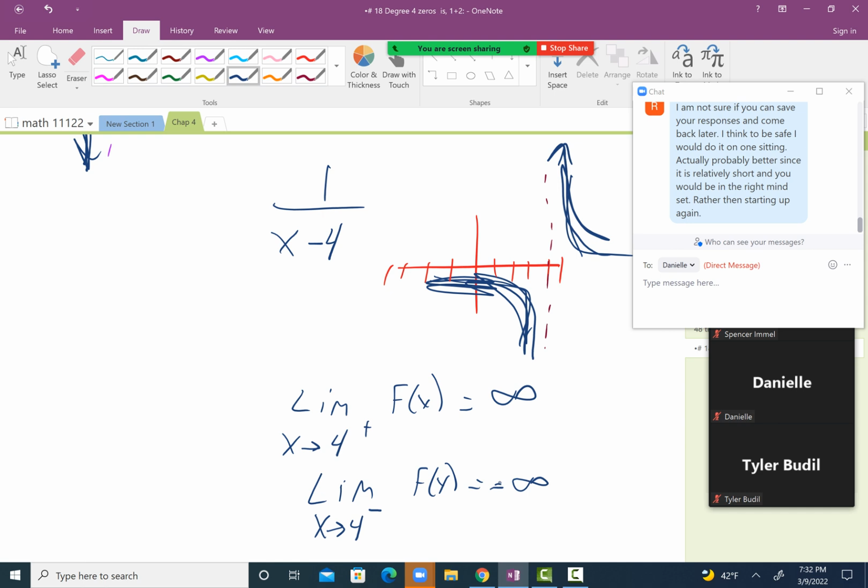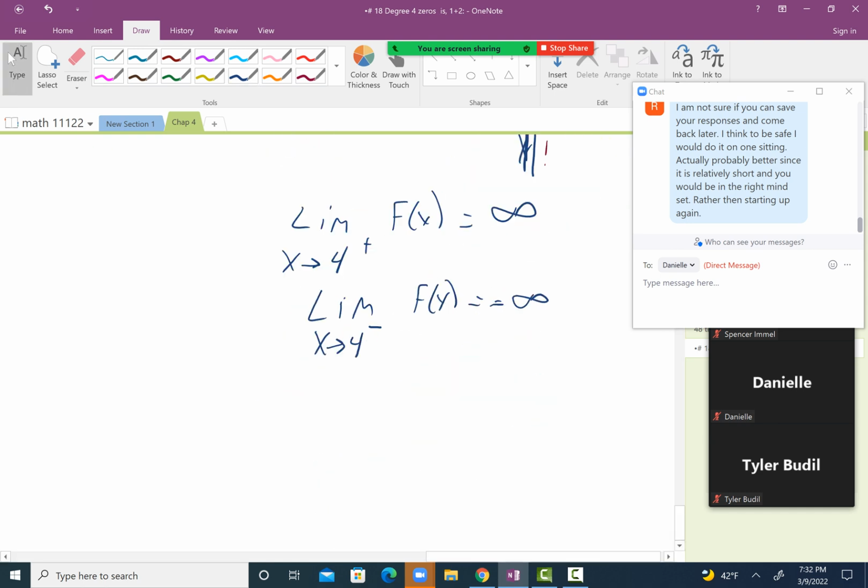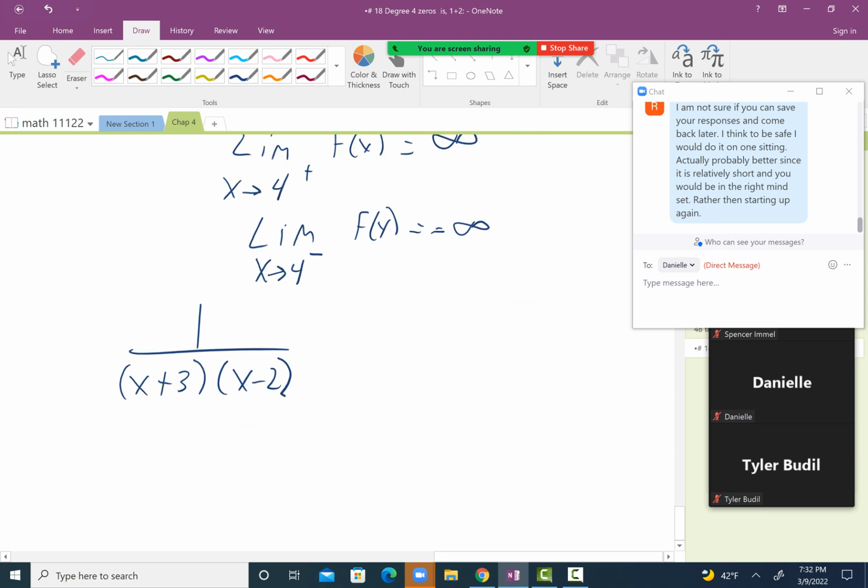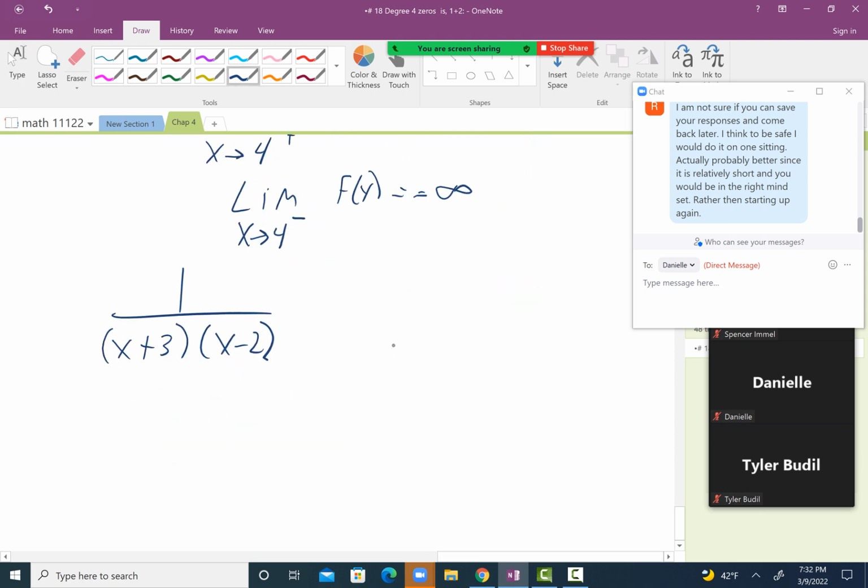So whatever you have on the bottom, if I have x plus 3 and x minus 2, then I can look at this and say, oh, this means that I have a vertical asymptote. I'm going to write that as VA at x equals negative 3 and x equals 2. Now, why can I say x equals? Because you're not describing the function. You're describing where the vertical asymptotes are.